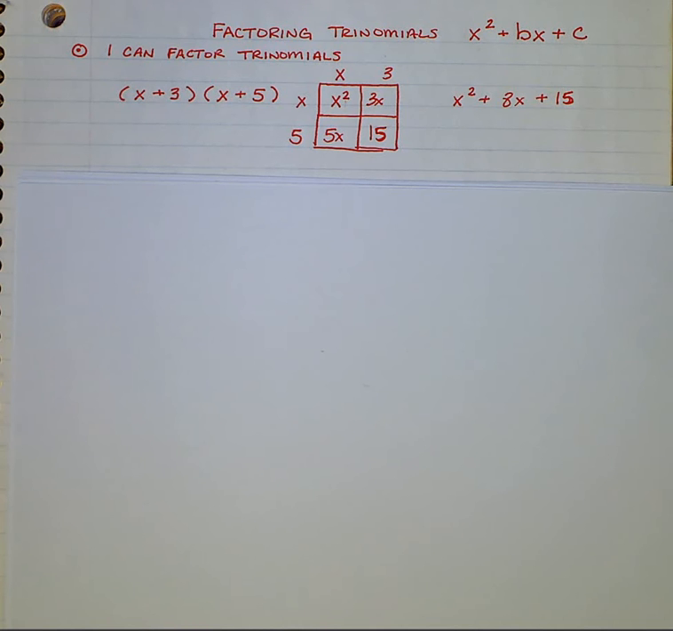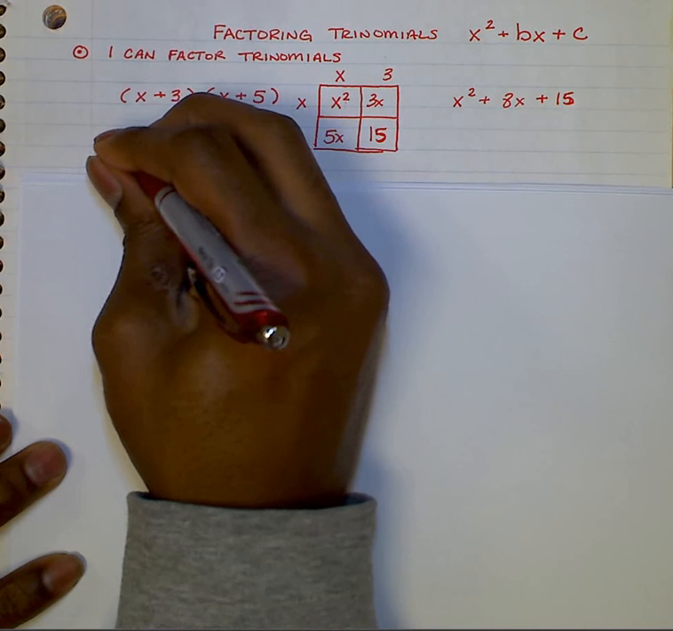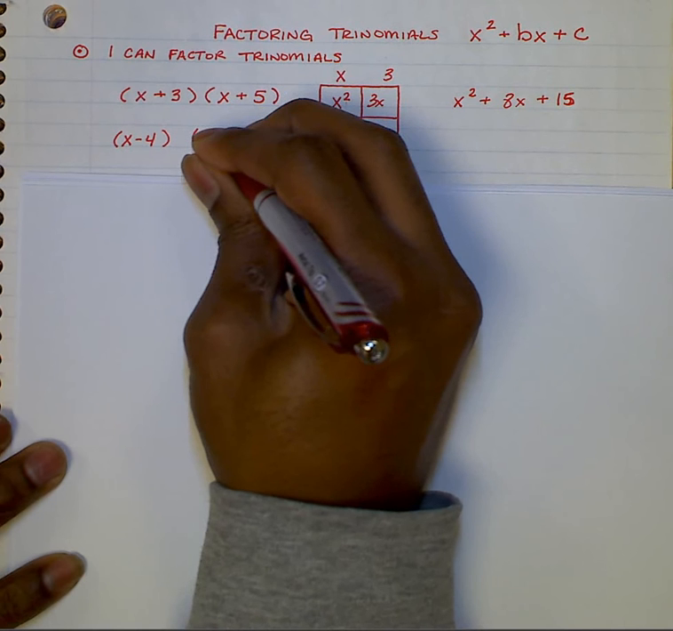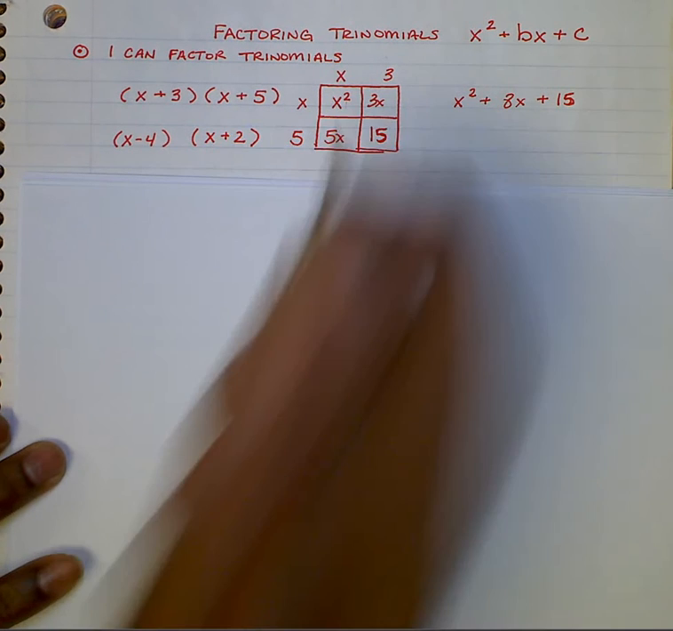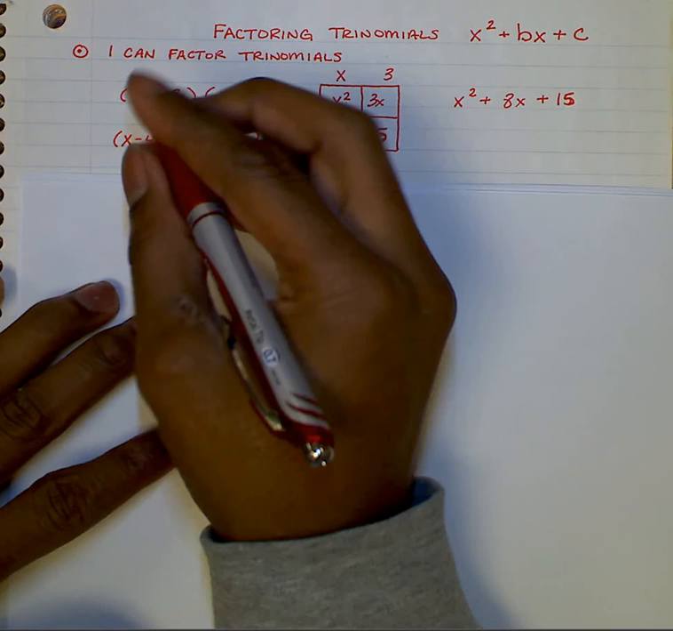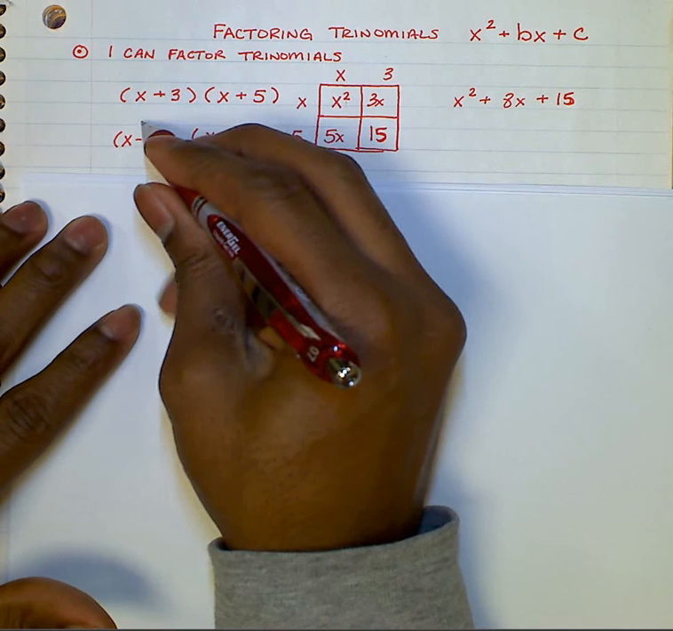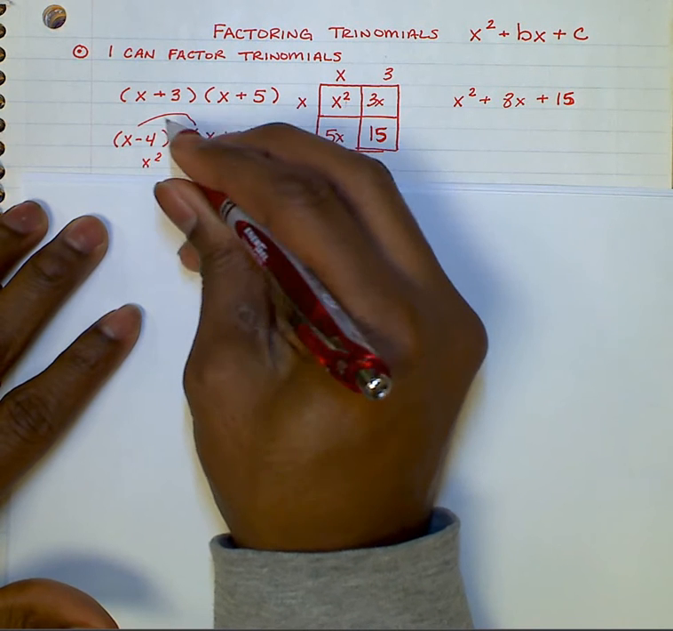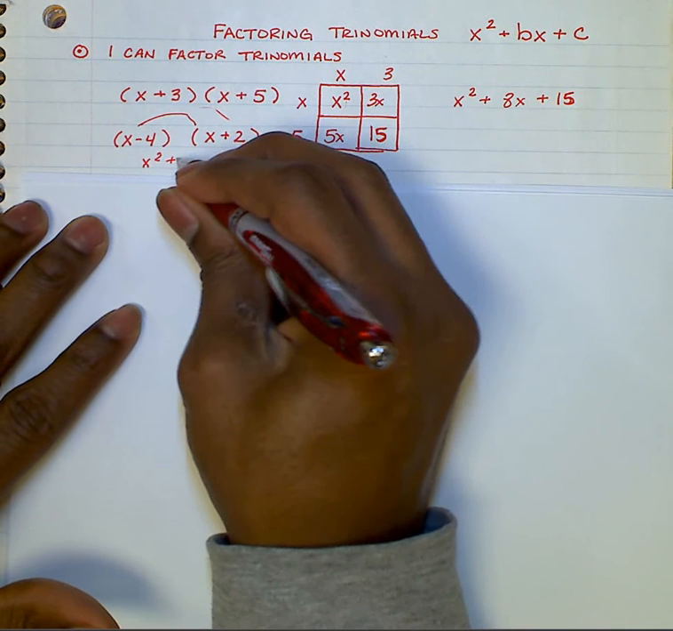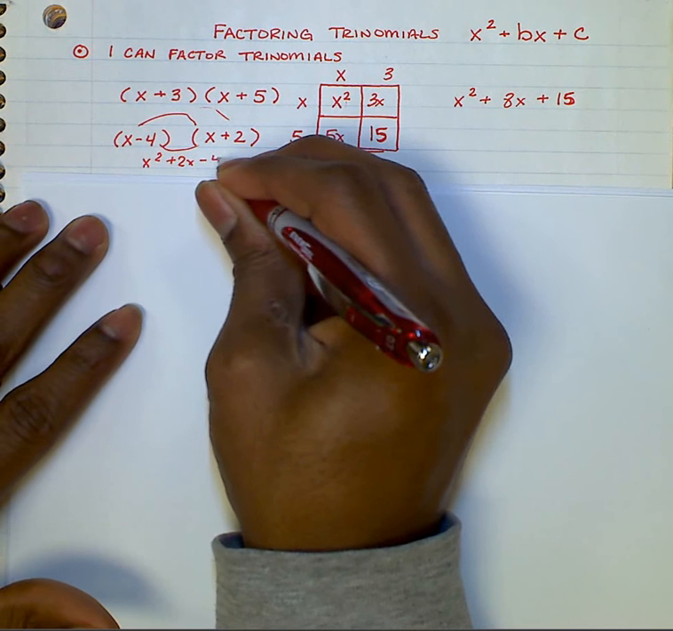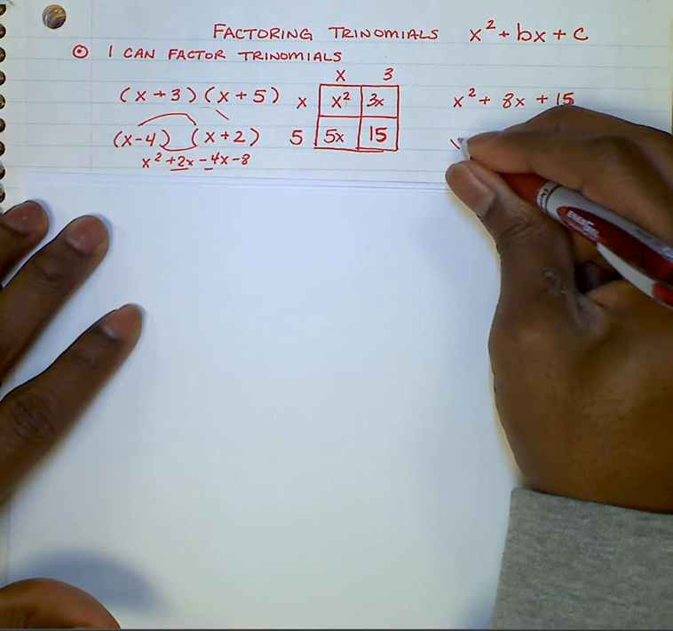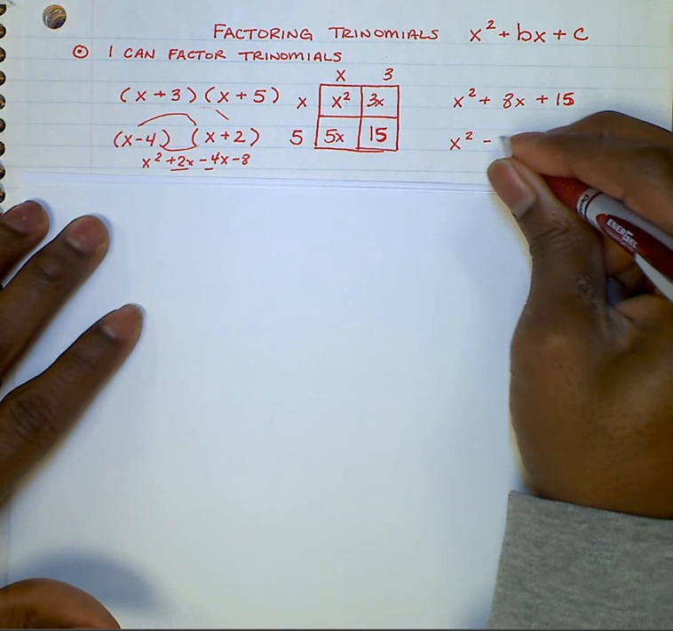We could do this with other values. I'll do one more: x minus 4 times x plus 2, just so we can see a pattern. I'll FOIL this, and we'll focus on the answer there. So we'd have x squared plus 2x minus 4x minus 8. Combine our like terms, we'd have x squared minus 2x minus 8.